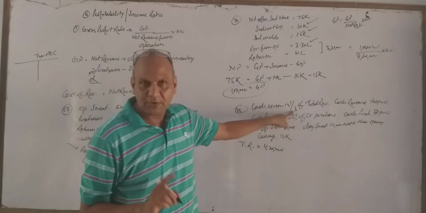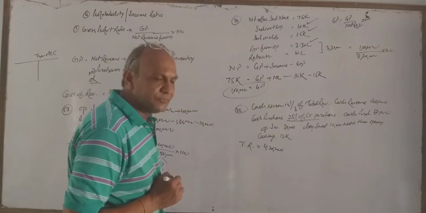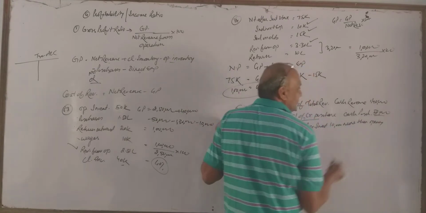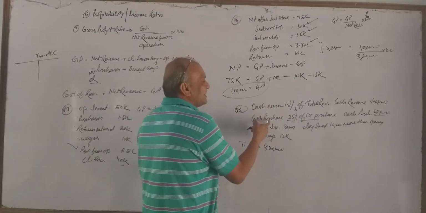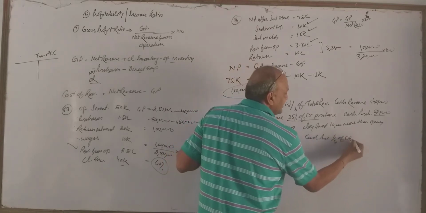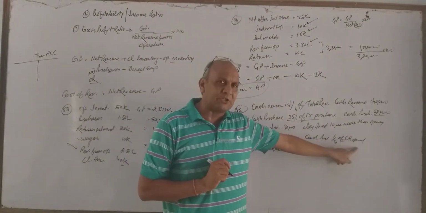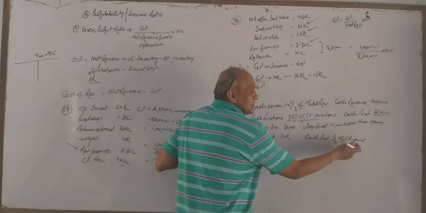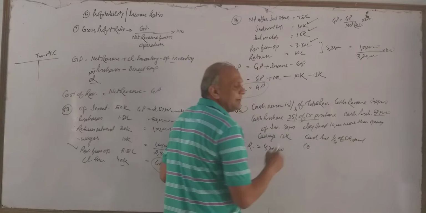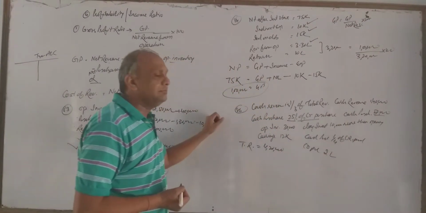1,40,000 into 3. Understood? Next, cash purchase is 25% of credit purchase, and cash purchase is 50,000. So let us interpret it. Can I write cash purchase as 1/4 of credit purchase? 25 upon 100. So cash purchase is 1/4 of credit purchase. What does it mean? It means credit purchase is 4 times of cash purchase, and our cash purchase is given 50,000. So our credit purchase becomes 2 lakh.